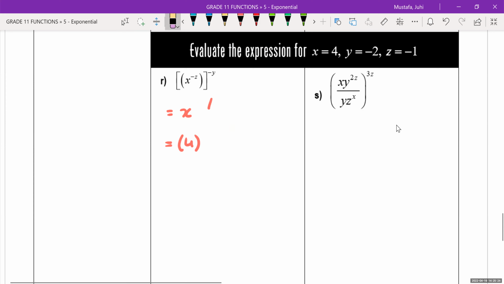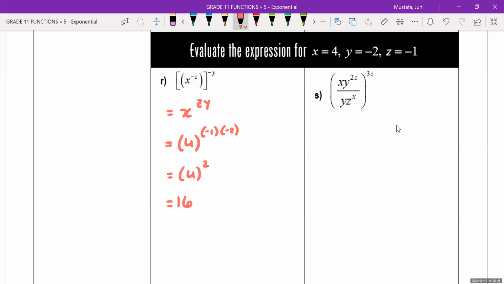So this is super messy. Let's try that again. So this is Z and this is Y. Z is -1 and Y is -2. Okay, now we can just solve that. So -1 times -2 is positive 2, and 4 squared is just 16. That one's the easy one.